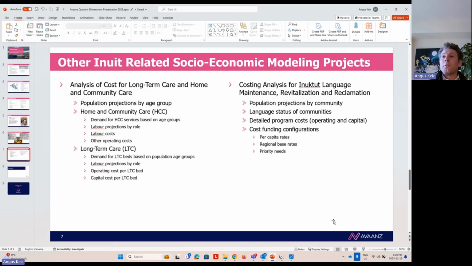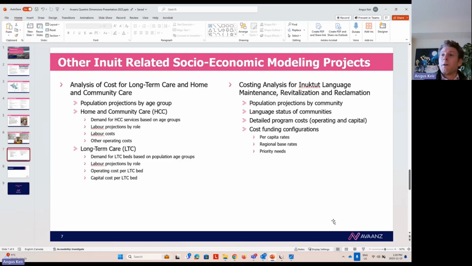Secondly, I'll turn over to the language project. Within Inuit Nunangat, there is a decline in Inuktitut, which is the traditional language. The purpose of this project was to look at what the cost would be of preserving Inuktitut where it is diminishing, to improve its usage.